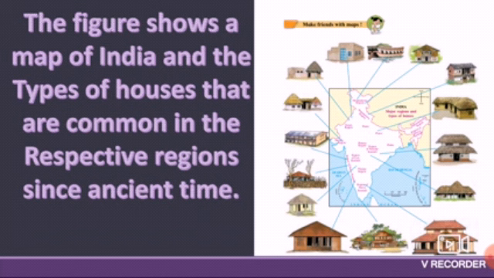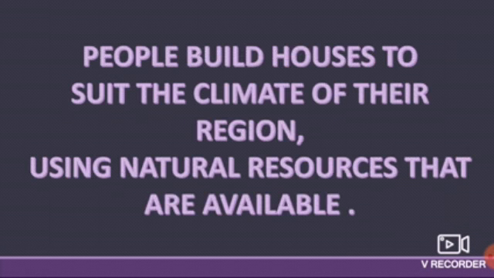The figure shows a map of India and the types of houses that have been common in the respective regions since ancient times. Here you will see the different types of houses, especially the slope according to the rainfall. Students, all of you have to go through this picture and observe it carefully. People build houses to suit the climate of their region, using natural resources that are available.